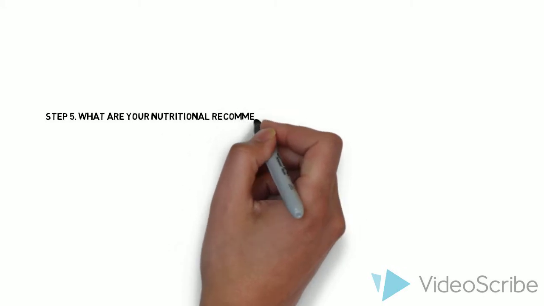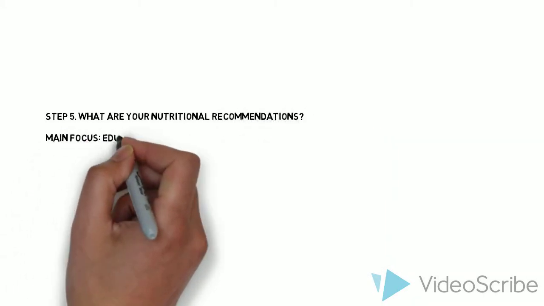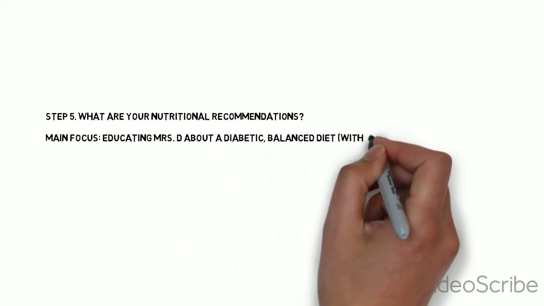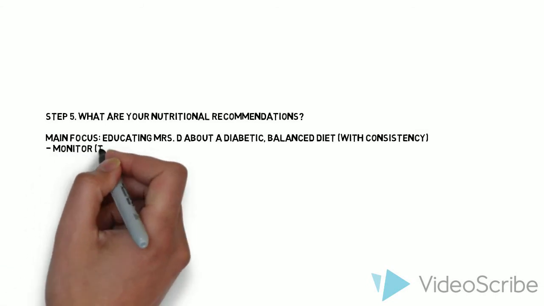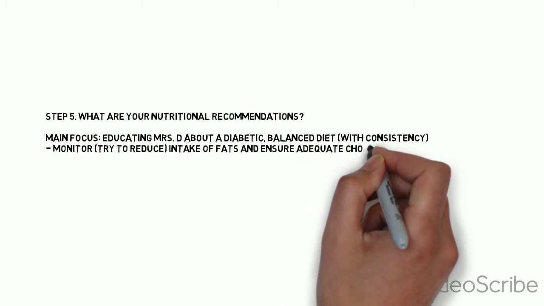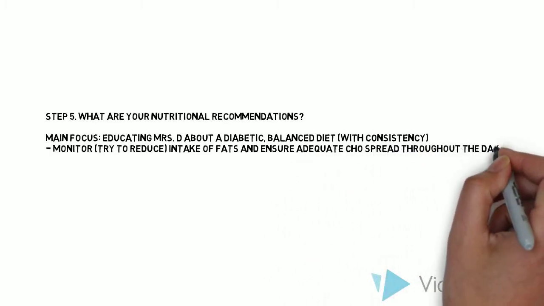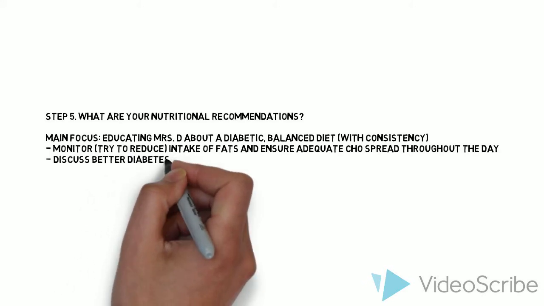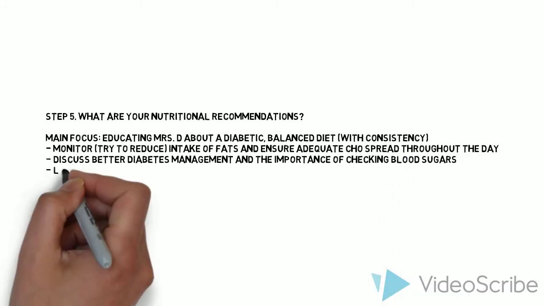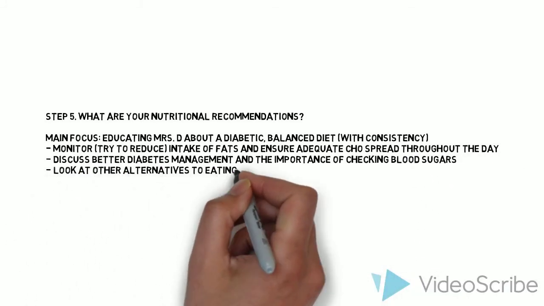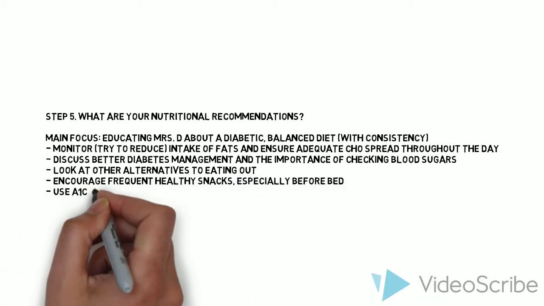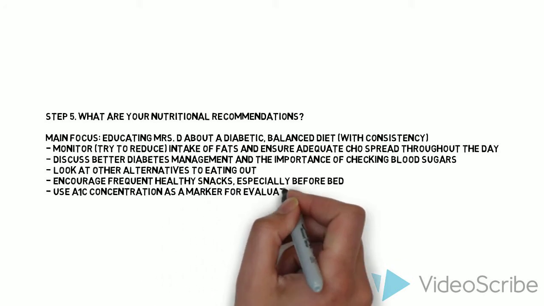Step 5. What are your nutritional recommendations? Our main focus should be educating Miss D about a diabetic, balanced diet, monitoring and trying to reduce her intake of fats while ensuring adequate consumption of carbohydrates spread throughout the day. We should discuss better diabetes management and the importance of checking blood sugars, looking at other alternatives to eating out, while encouraging frequent healthy snacks, especially before bed. We can use A1C concentration as a marker for improvement.